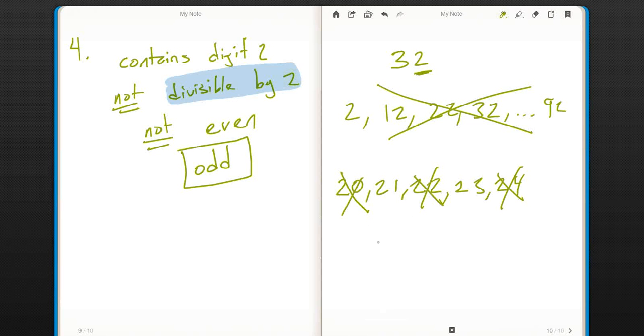So finally I come to the end of my logic and say, okay, the numbers that meet my criteria are 21, 23, 25, 27, 29. They're the odd numbers in the 20s because they have a digit 2 in them, but they're not divisible by 2. So the answer is 5, and those are the numbers that are there.